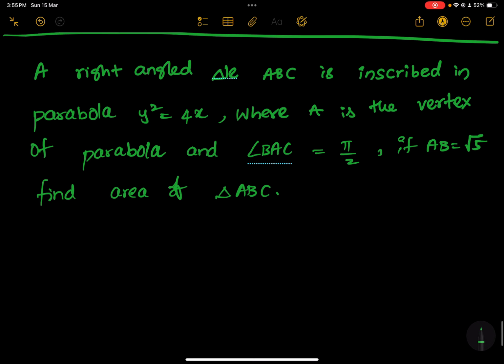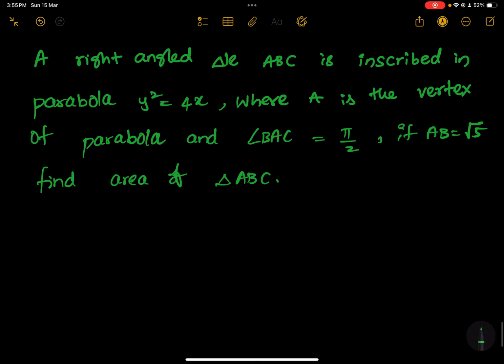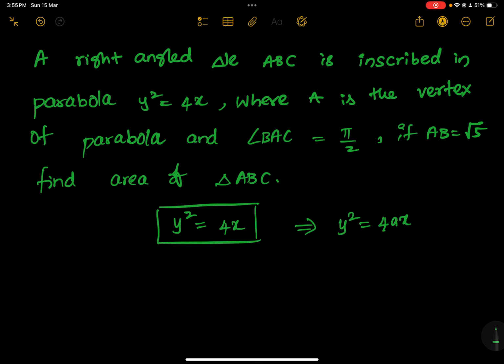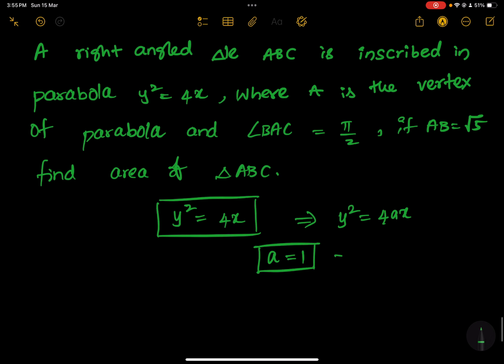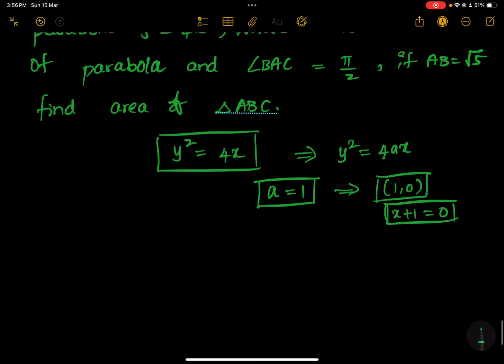Alright. So now let us draw the figure. So y square is equals to 4x. So this is the parabola given to us. If you compare this equation with the generic equation of the parabola, which is y square is equals to 4ax, you will get a is equals to 1. Therefore, your focus is at 1 comma 0 and your directrix is x plus 1 is equal to 0. So whenever you see the equation, you should deduce these two things.